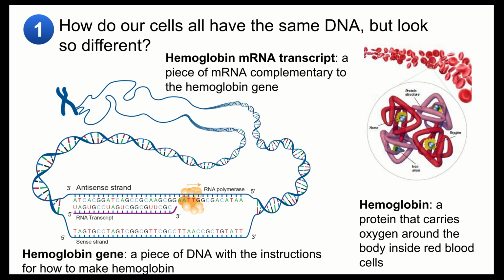Hemoglobin is the functional protein, the functional tool that can do a job. The hemoglobin gene is the instructions to make hemoglobin written in DNA. And the hemoglobin mRNA transcript is that same set of instructions, but written in mRNA, so that we can take it out into the cytoplasm, get it to a ribosome, and get it translated and turned into functional protein.